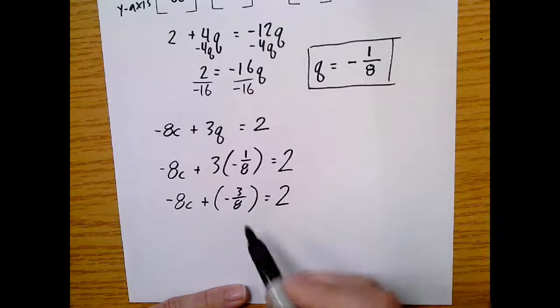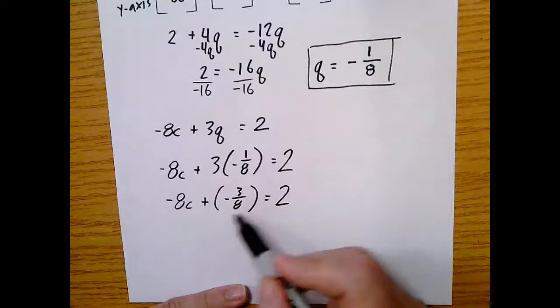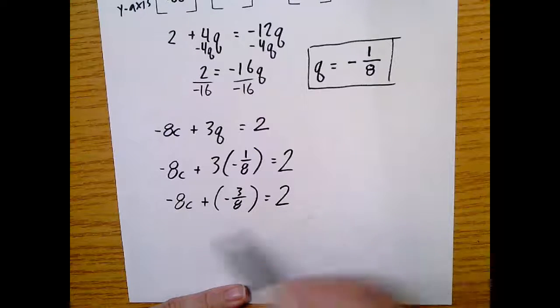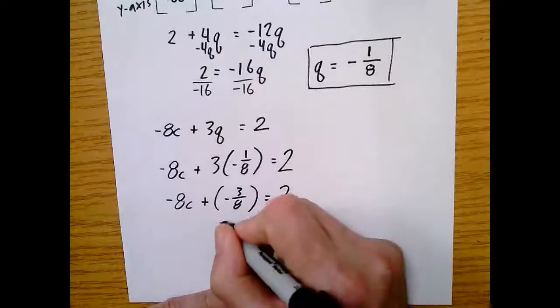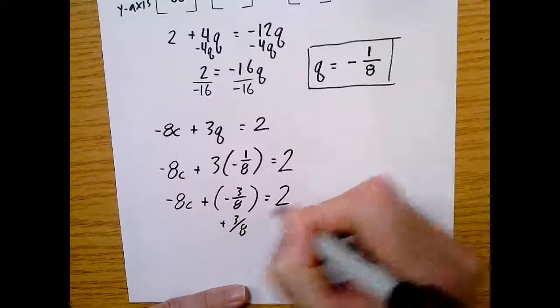So now we got to move. We want to get the c all by itself, so we want to move this negative 3/8 to the other side. So we do the opposite operation. So we just add 3/8 to both sides.